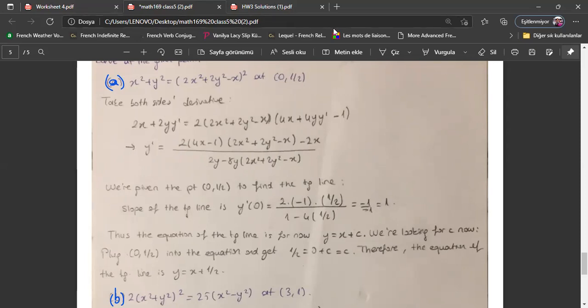In general, the equation of a line is this. Now we find the slope, which is 1, so we have y equals x plus c. Now we need to find that constant, but we already know this point is on the tangent line. We plug in x equals 0 and y equals 1 over 2 again to get the constant c, which is 1 over 2. So we're done. This is the tangent line equation at that point.